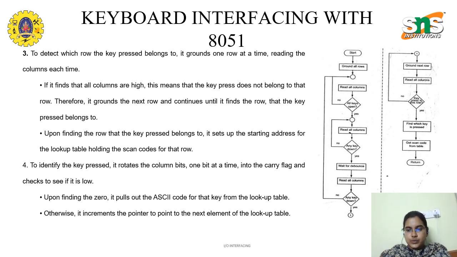So it starts with the row and checks the column, and finally, to identify the key press, it rotates the column bits one bit at a time into the carry flag and checks to see if it is low. Upon finding the 0, it pulls out the ASCII code for the key from the lookup table. Otherwise, it increments the pointer to point to the next element of the lookup table. So here we can have a glance at the flowchart. Thank you.